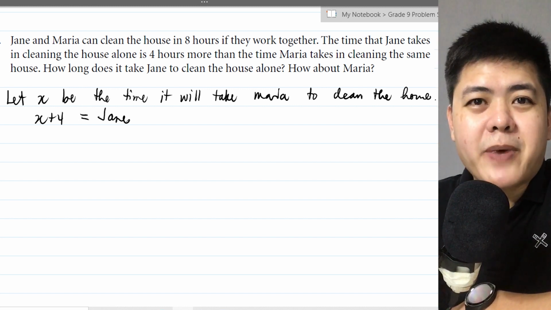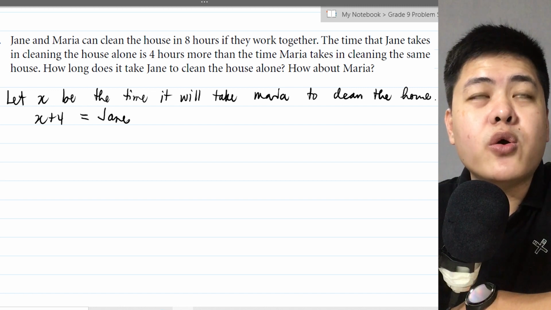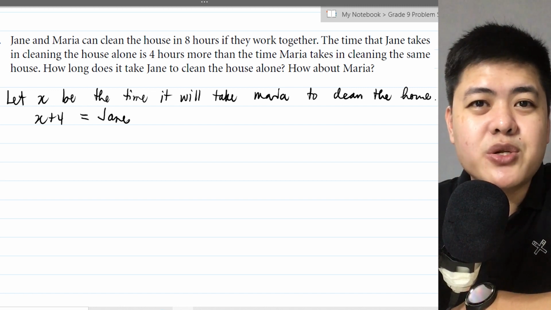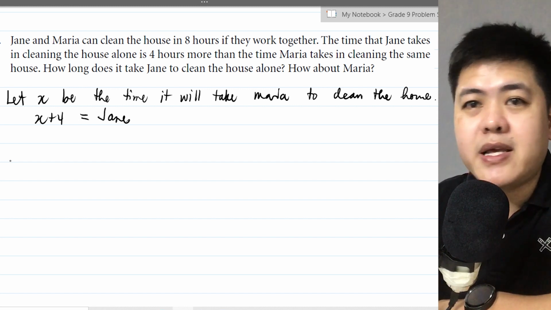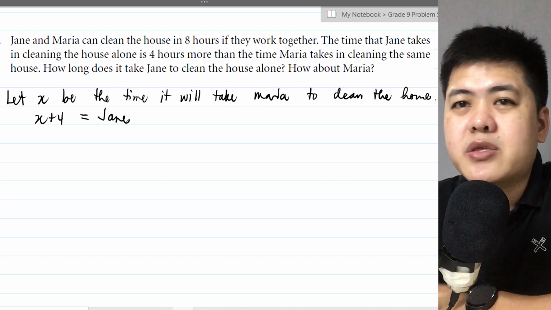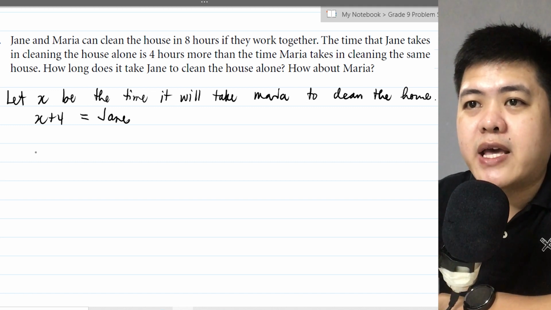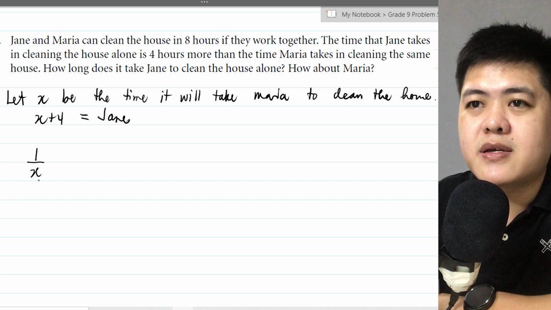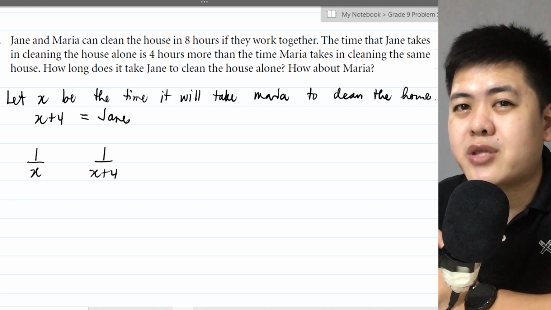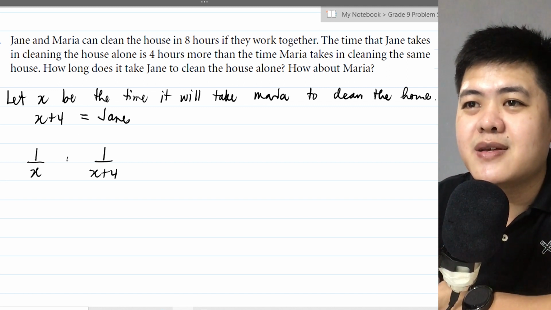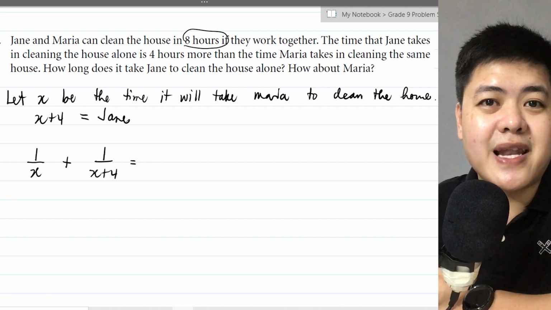Ngayon kapag mga work problem na katulad nito, ang isinosolve natin kung gaano sila kabilis, ano yung nako-cover nila per unit time. So in this case, hours, ilang fraction ng trabaho yung nagawa na nila. So alam natin na in 1 hour, ang magagawa ni Maria ay 1 over x. Kasi for example, kung kaya ni Maria na gawin yung trabaho in 10 hours, in 1 hour, ang kaya niyang trabahuin ay 1 over 10 ng trabaho. Tama? So, 1 over x pala. Si Jane naman, kaya niyang gawin 1 over x plus 4. And they work together. So, we'll add yung nagawa nila plus, sabi daw dito, they can finish the job in 8 hours. Obviously, kung 8 hours yon, 1 over 8 yung nagawa nila in 1 hour.